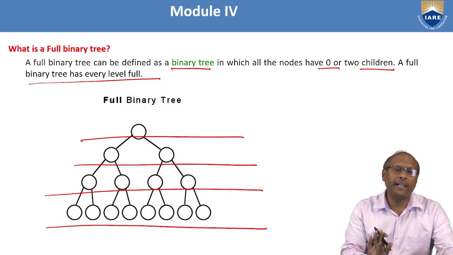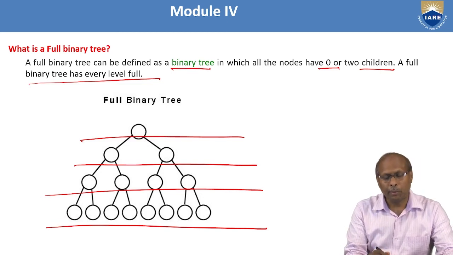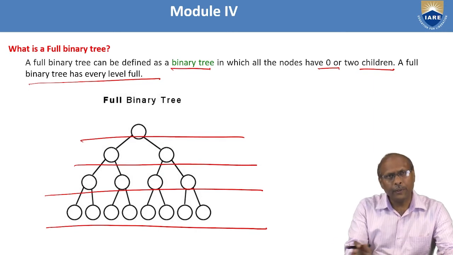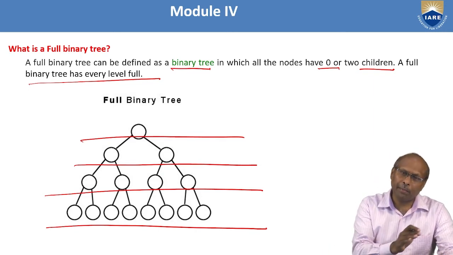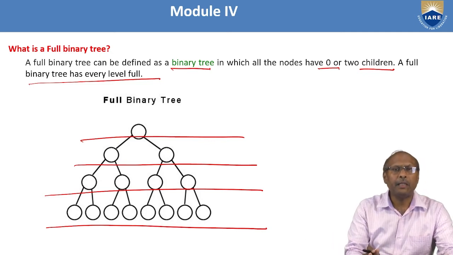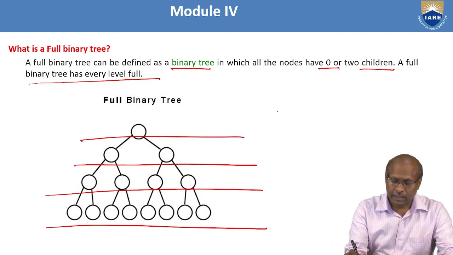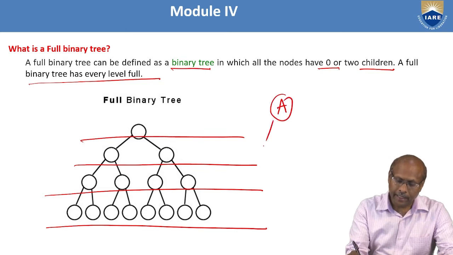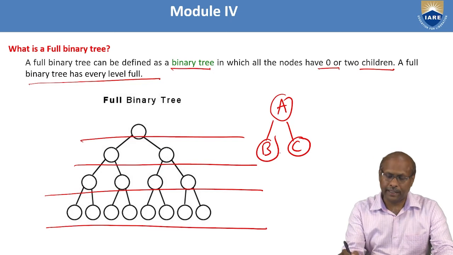It is simply a binary tree only. In a full binary tree, the nodes are filled level by level, from left to right, and every level must be full. So if I say A, B, C, is it a full binary tree? Yes, it is a full binary tree.